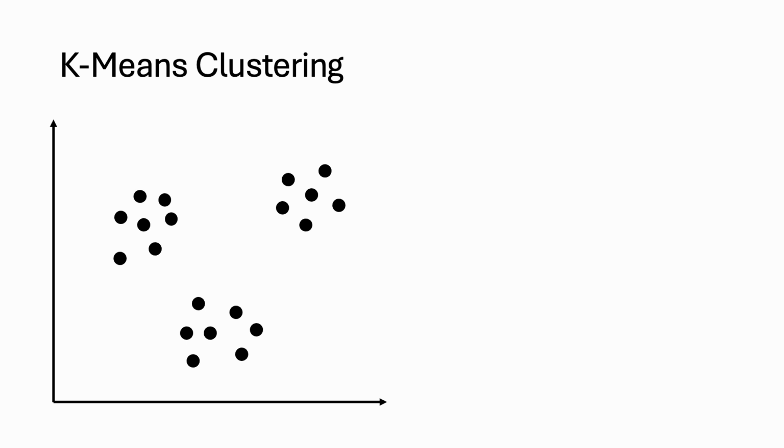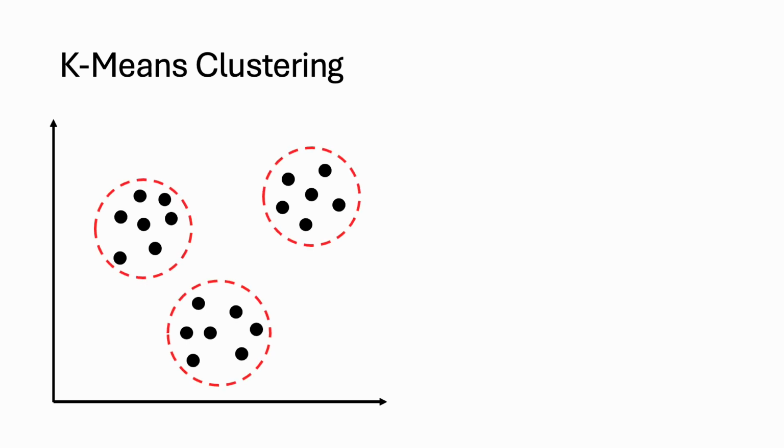Imagine these data points in 2D space. Our brains can easily detect a pattern in this data. These points are in 3 distinct groups, or as we call them in this video, clusters. But how can we teach our machine to detect these clusters like we do? This is when k-means comes into play. K-means is one of the most popular clustering algorithms in machine learning. Let me show you how it works.